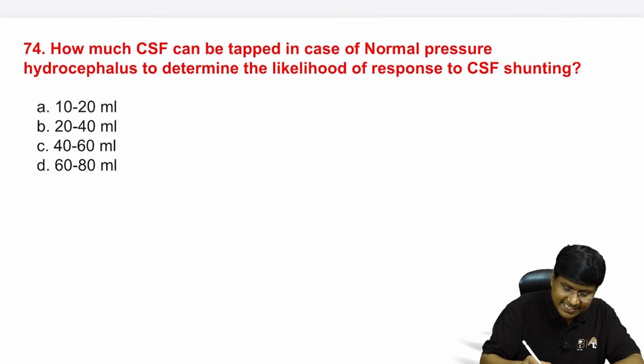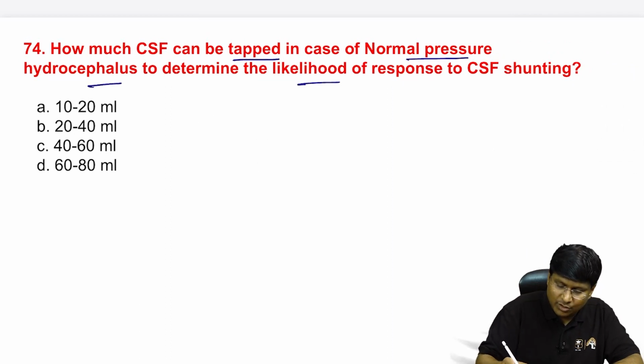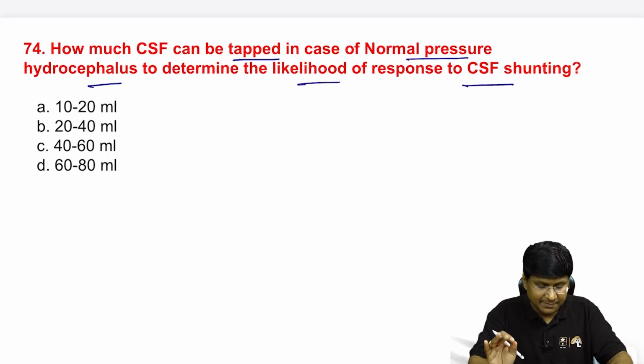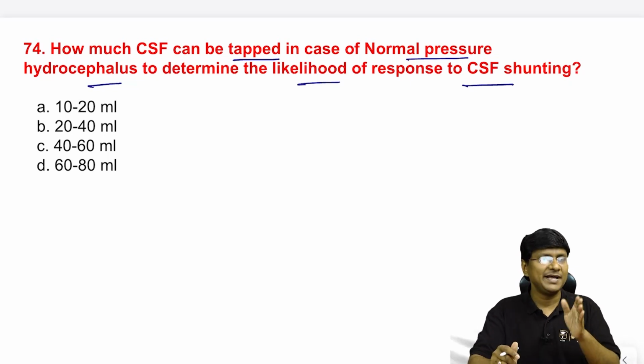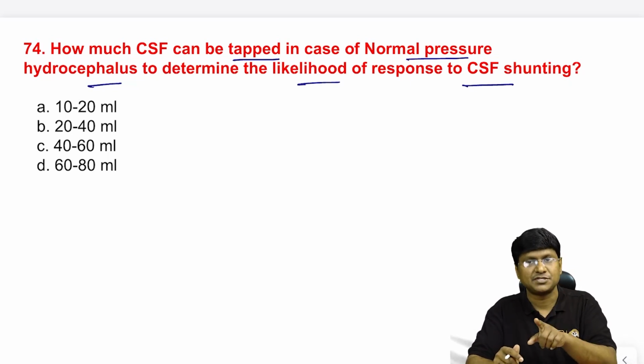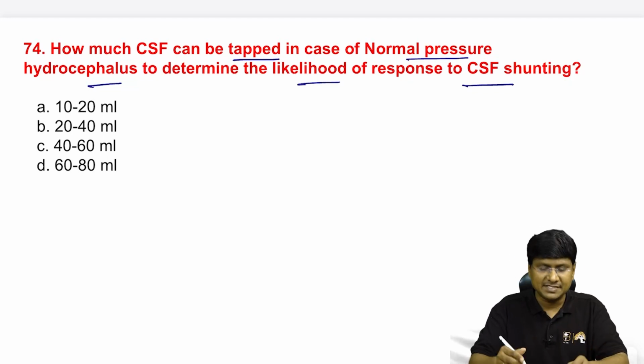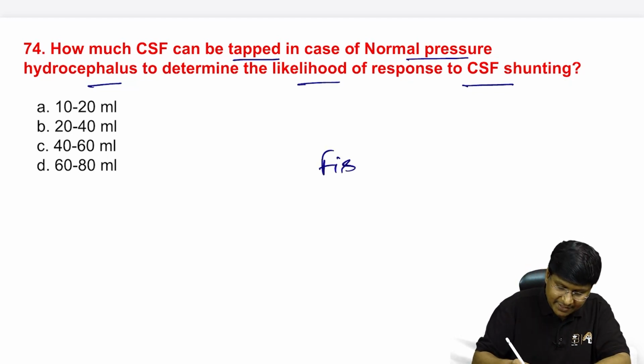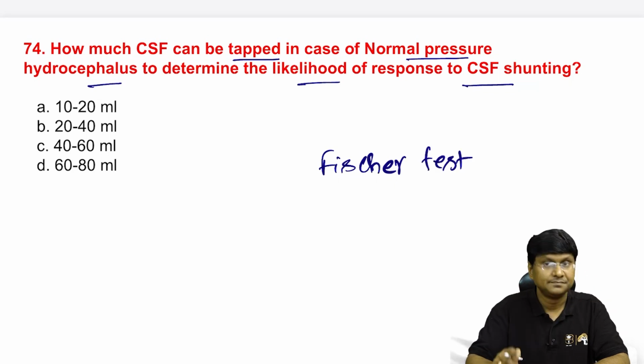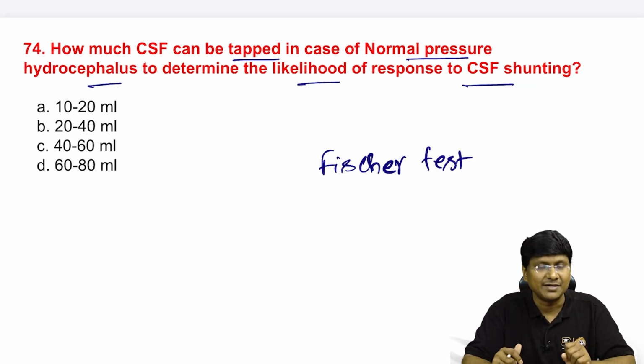And two more questions. How much CSF can be tapped in normal pressure hydrocephalus to determine the likelihood of response to CSF shunting? 10 to 20 ml, 20 to 40 ml, 20 to 60 ml, 40 to 60 ml, 60 to 80 ml. Now for determining the efficacy of CSF shunting in normal pressure hydrocephalus, a tap test is done. What is that particular tap test? It is called the Fisher test, right?